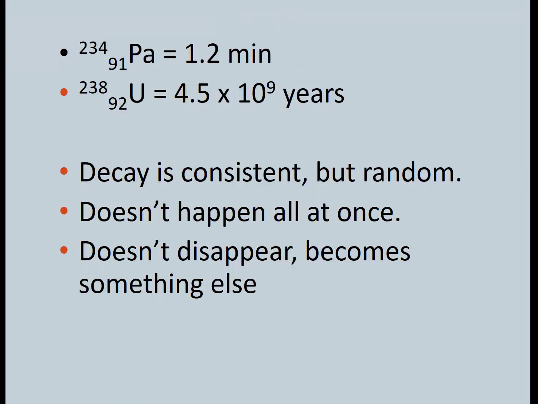Here are some example half-lives. So we have one that has 1.2 minutes, so that's very, very reactive. Uranium-238, it has a half-life of billions of years, so not very reactive. As far as nuclear decay, the nuclear decay is constant, but it's random. It doesn't happen all at once, and remember that things don't disappear, they just become a product.